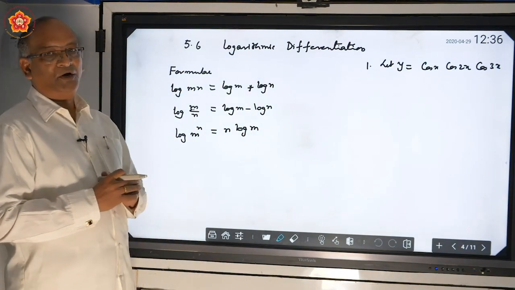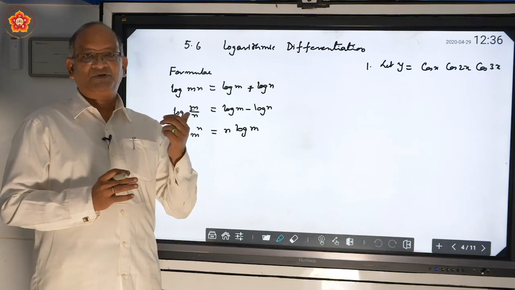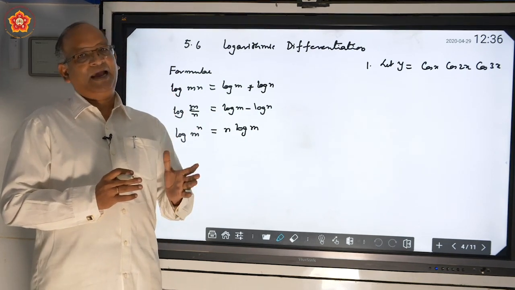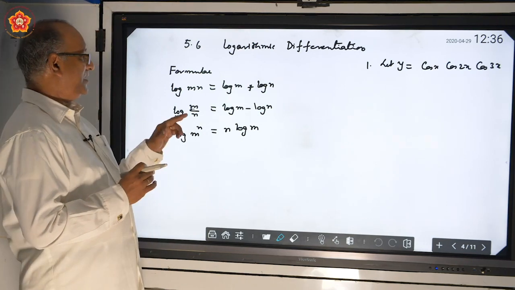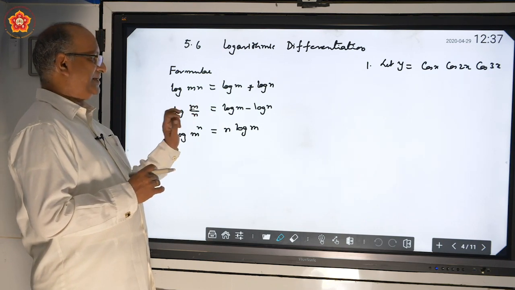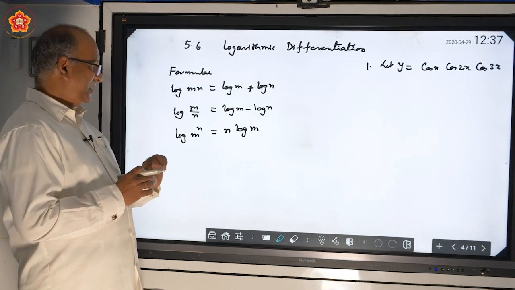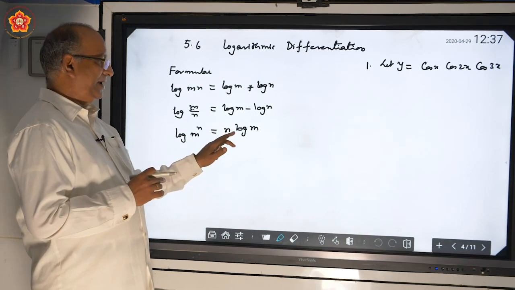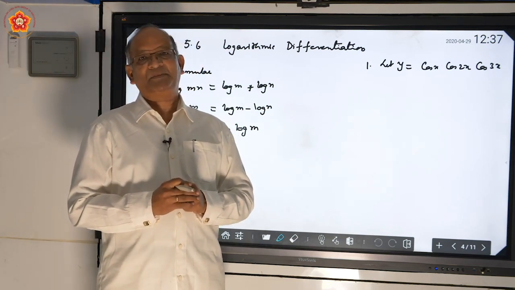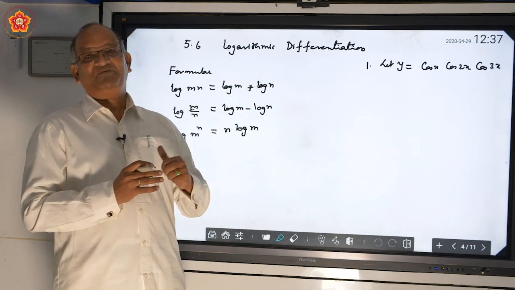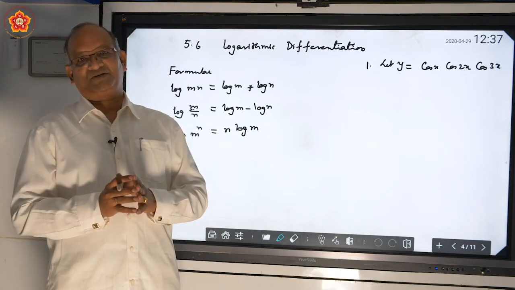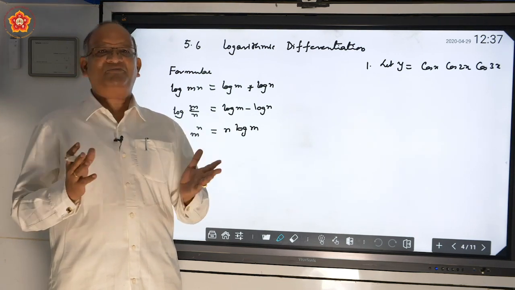How do we proceed? We have three formulae which you have learnt earlier, for product, quotient, and exponent. The first formula, log mn is equal to log m plus log n. Second, log m by n is equal to log m minus log n. Third, log m to the power n is equal to n log m. These are not formulae for finding derivatives. They are used for simplifying the given function. Once the function is simplified, we can find the derivative.